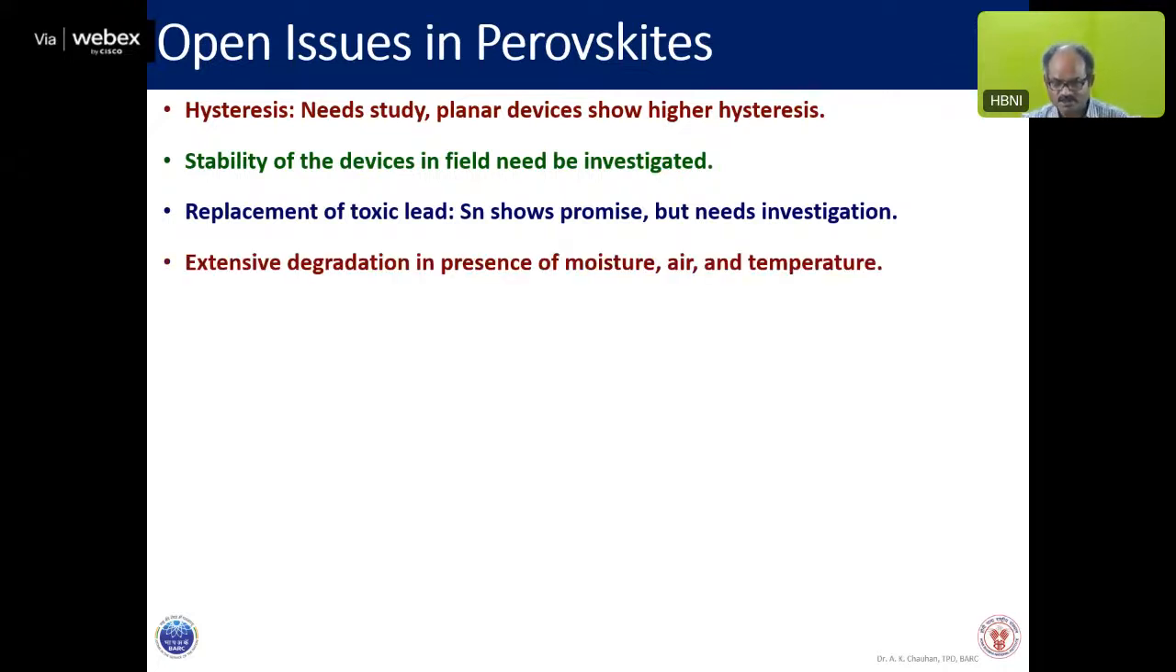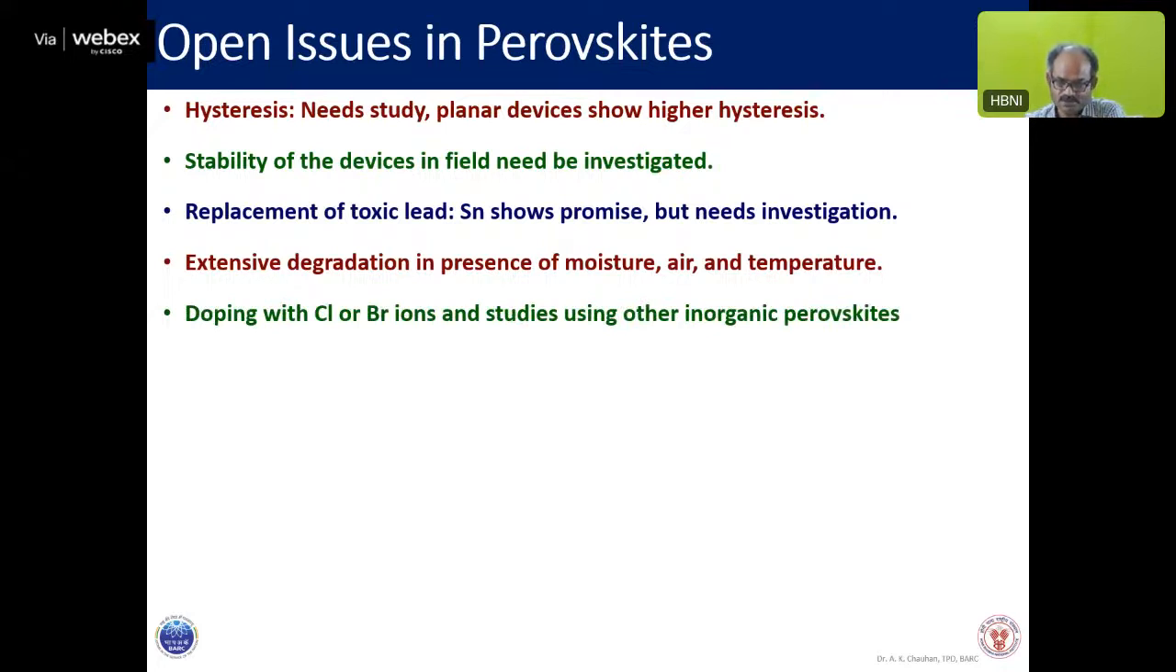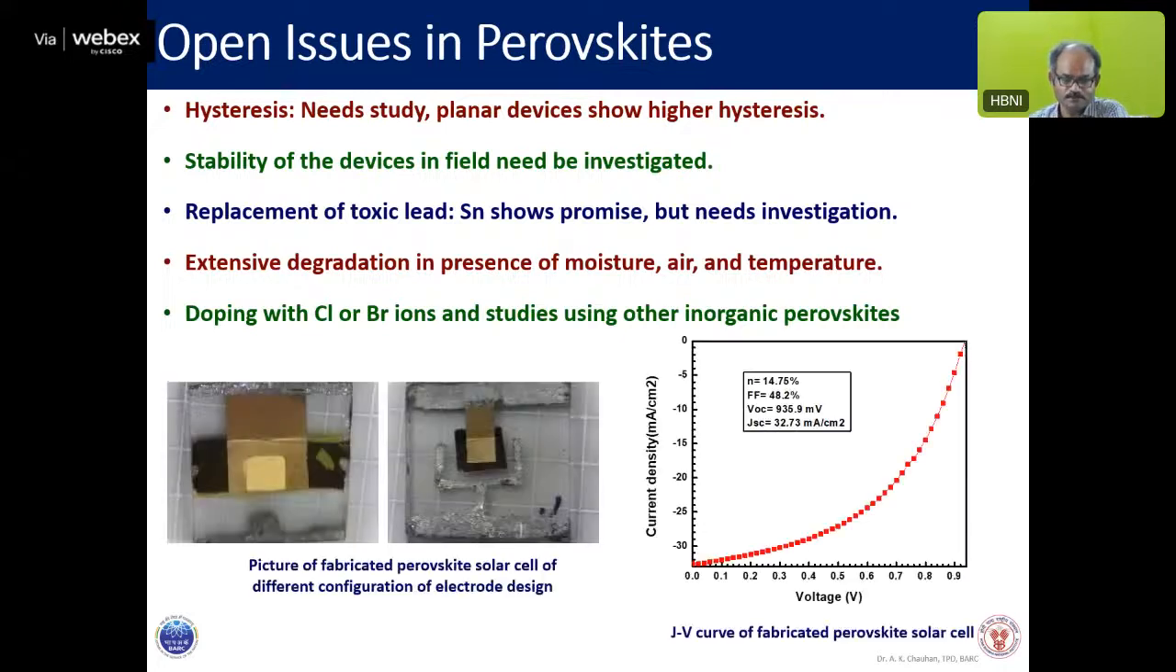Then there is a component which is lead. That lead is toxic. So people have been trying to replace this lead for many years. Many attempts have been made. Tin is tried many times, but it is not completely successful, though it is giving some good results. Then there is extensive degradation in presence of moisture, air, and temperature. Doping with chlorine, bromine ions, and studies using other inorganic perovskites are being done.